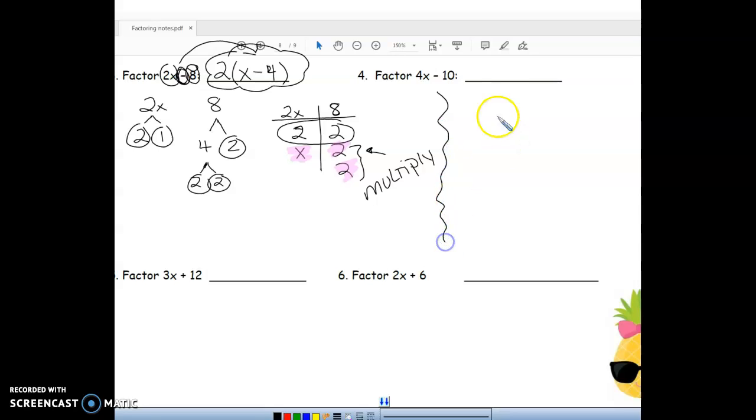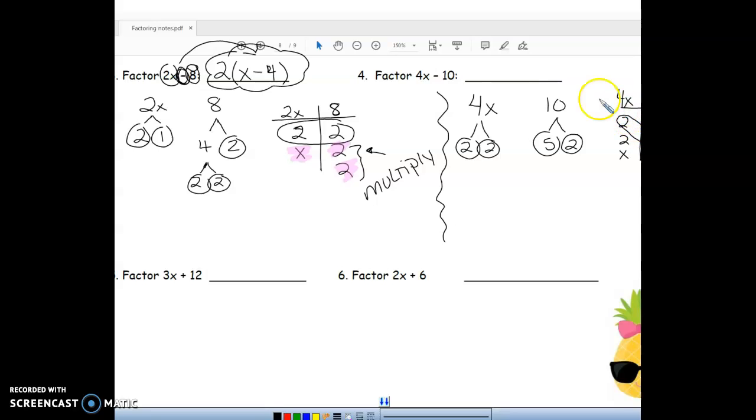Let's try number 4. I have a 4x and a negative 10, but I'm just going to do the 10. 4 can be broken into 2 and 2, 10 can be broken into 5 and 2. Make our T-chart. I have 4x, and I have 10. So this is going to be a 2, and I don't forget the x, and the 10 is going to be the 5 and the 2.